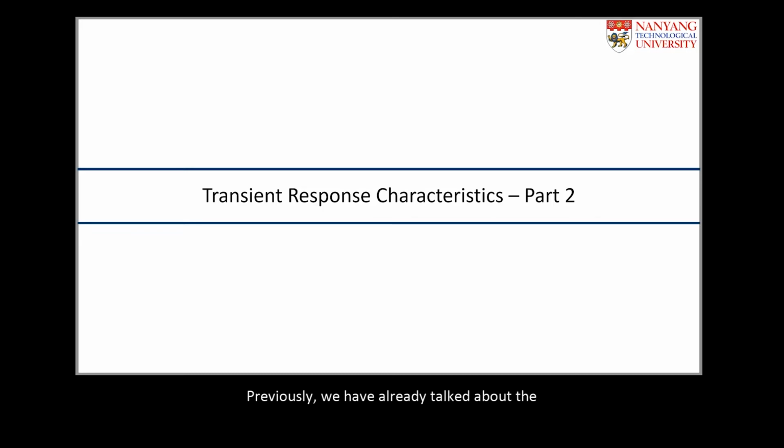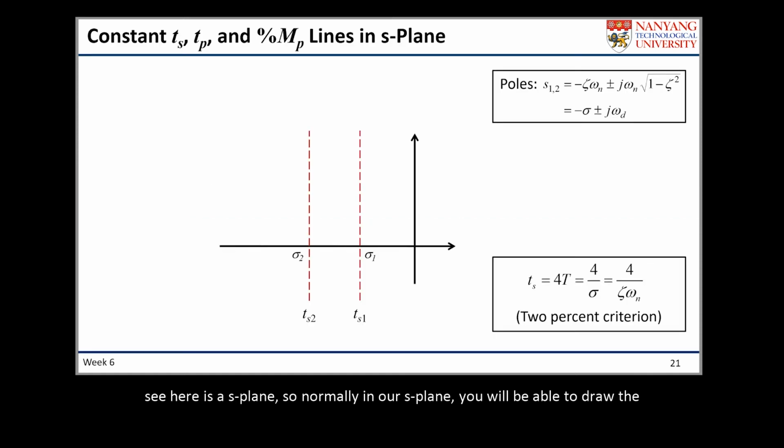Previously, we have already talked about the features of the step response in our underdamped second order system. I have a few interesting things to talk about regarding this step response feature. What you see here is an S-plane. Normally in our S-plane, you will be able to draw the poles of your second order system. In this case, let's consider an underdamped second order system.